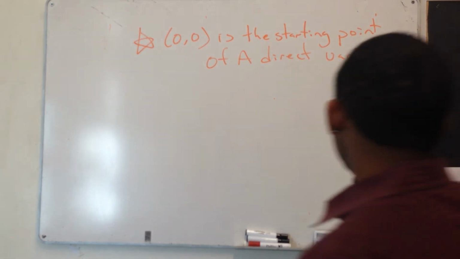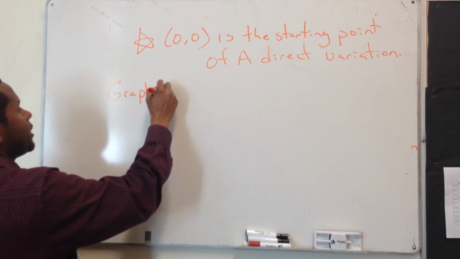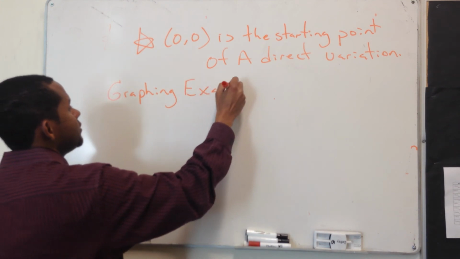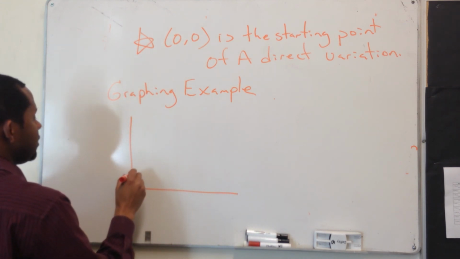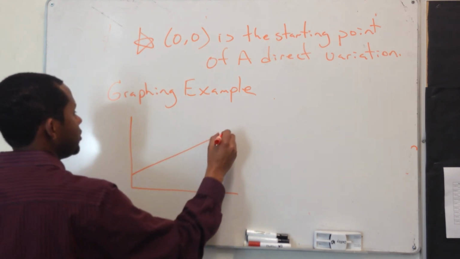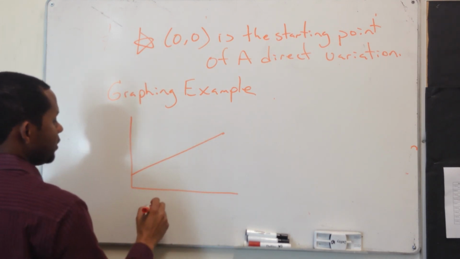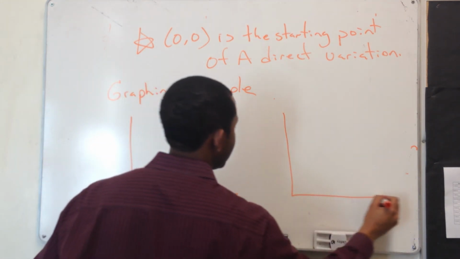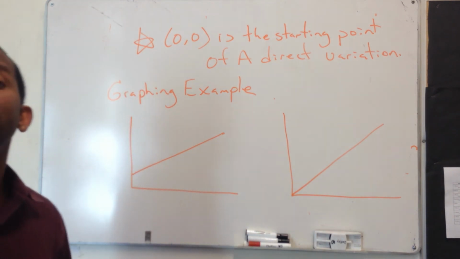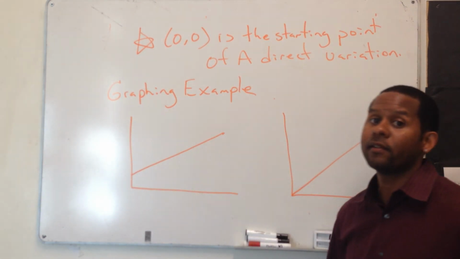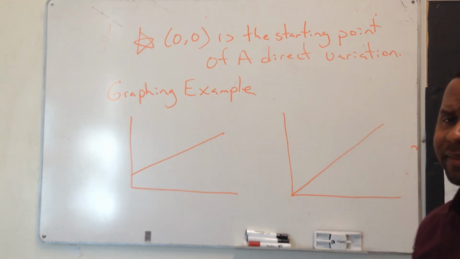I think we're going to keep it right there. I'm going to tell you one small thing. So if I have a graph, so here's a graphing example. First graph looks like this. Doesn't even matter. Here's the first graph. Here's the second graph. Which one of these two is a direct variation and why? And which one isn't a direct variation? Think about it.